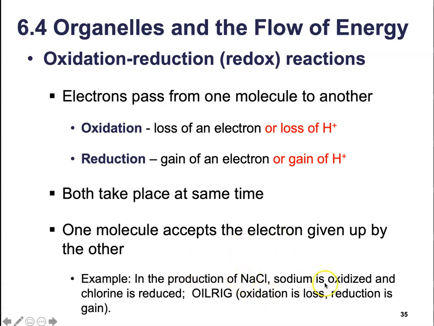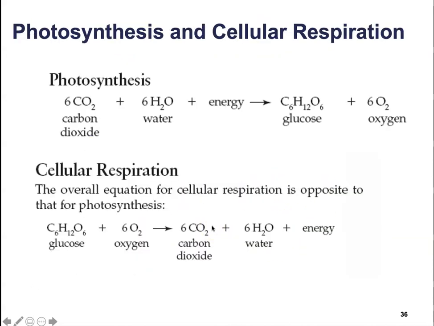So here it's saying sodium is oxidized and chlorine is reduced, okay, because we're talking about the gaining and loss of the electron. But again, I don't really like that example. We're going to give different examples here where we follow the hydrogens, okay? You always have these both taking place at the same time, right? So again, in the production of sodium chloride, sodium is oxidized, chlorine is reduced, okay? They always are happening together, okay? So one molecule accepts the electron given up by the other, okay? Again, or one molecule accepts the hydrogen given up by the other, all right?